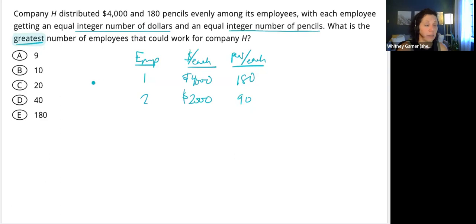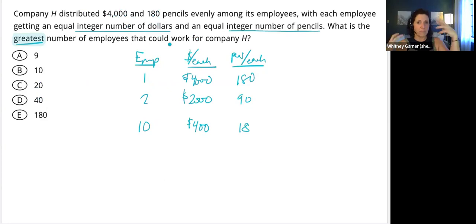So I might use a combination of coming up with values on my own, or I might go straight to answer choices. It seems like I could have a lot, right? I think both of these numbers I could divide by 10, which is nice. That helps me skip over one of my numbers. If I had 10 people, they'd each get $400 and they'd each get 18 pencils. But I couldn't go up to like 100 people because I couldn't split the 180 pencils evenly.